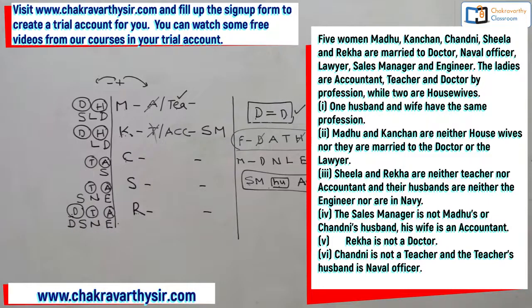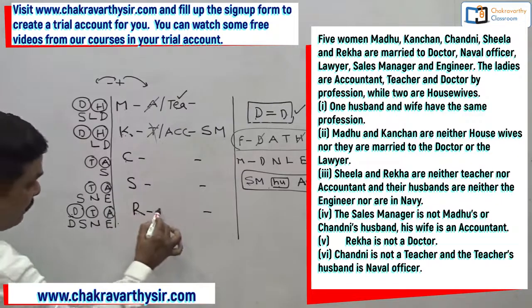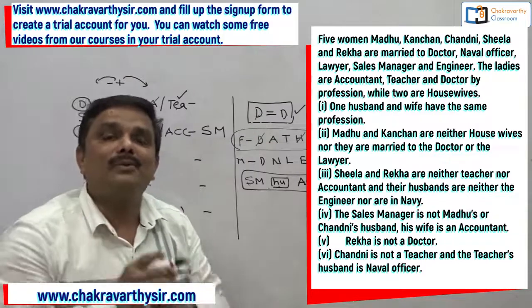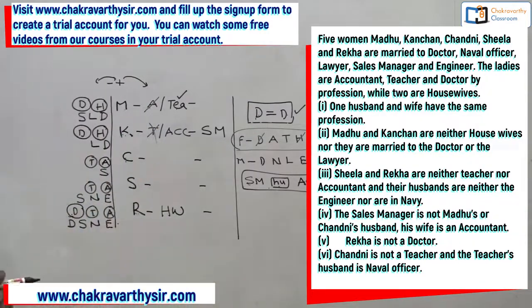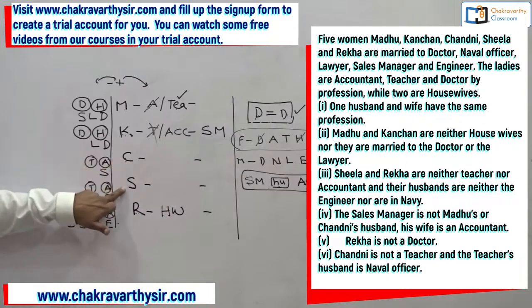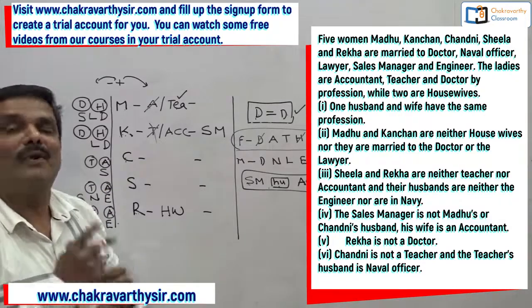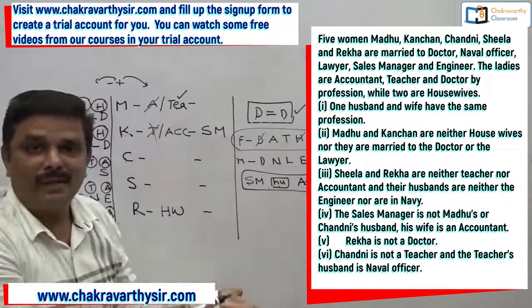What's the left out one? Housewife. Now Rekha must be housewife. How many housewives are there? Two housewives are there. That is the reason why we can't say she is not a housewife. Rather we can say between these two, one must be housewife. One must be the remaining profession, that is doctor.